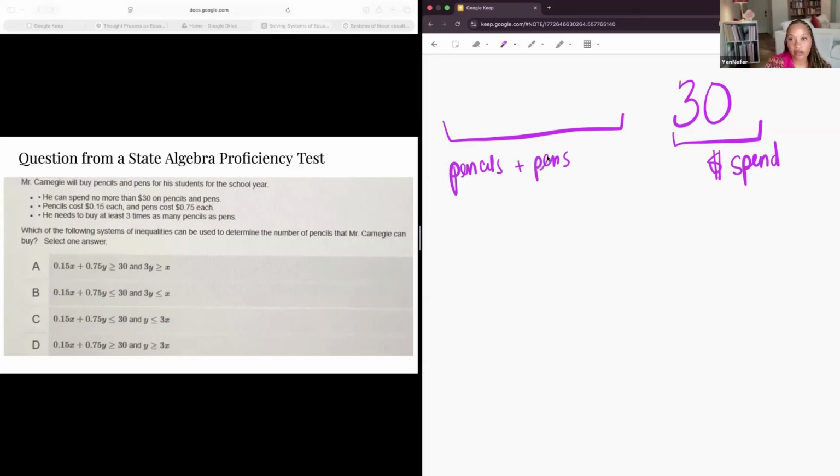So, first of all, if we know that he can spend no more, let's determine which inequality we're going to use. Now, this tripped up a lot of people, inequalities, because it's like, well, which one are we talking about? And these are all the inequality symbols. We read them left to right. Okay.